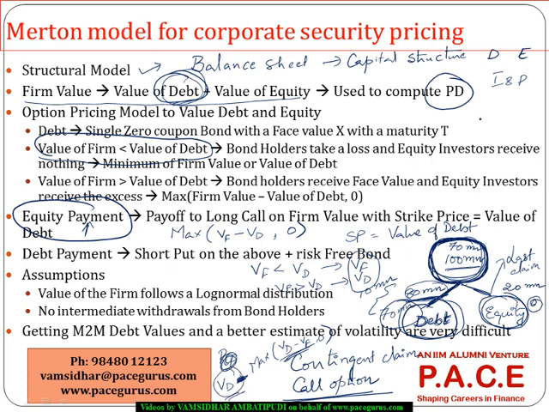the value of debt which is a risk-free bond, because here, one thing which I missed out, this model assumes that the whole debt of the firm is a single zero coupon bond with a face value equal to the value of the debt. So the whole debt of the firm is being looked at as a zero coupon bond with a maturity of T period.